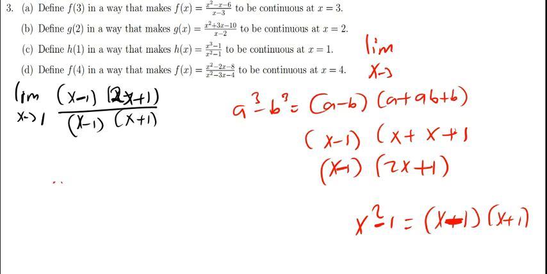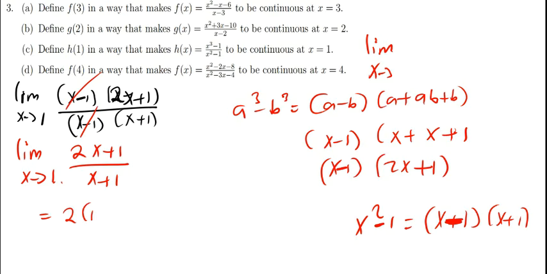Now we can see that these two factors can go. It's no longer going to be 0 over 0, so it will be the quadratic over x plus 1. Now you can plug in the value 1, so it will be 3 over 2.